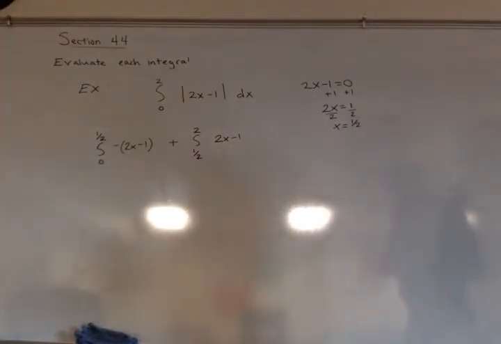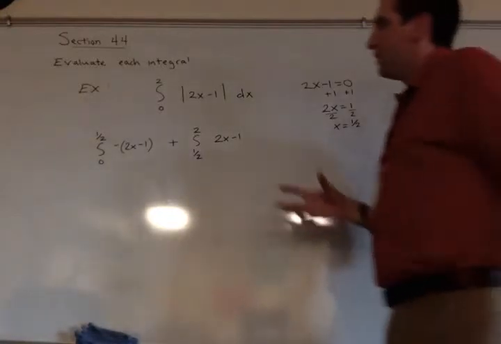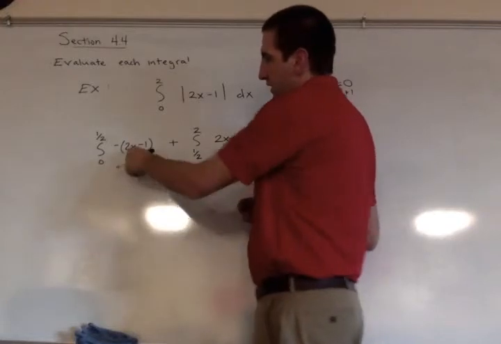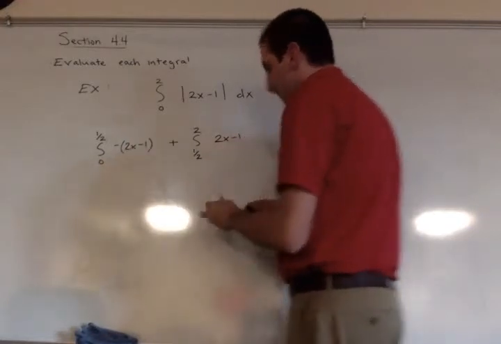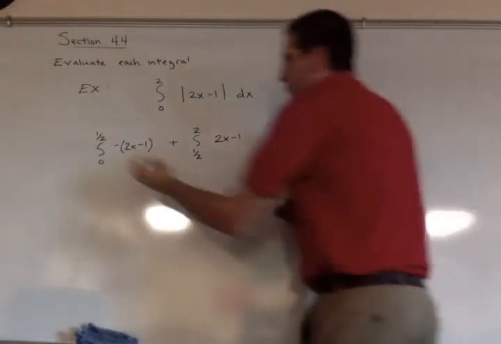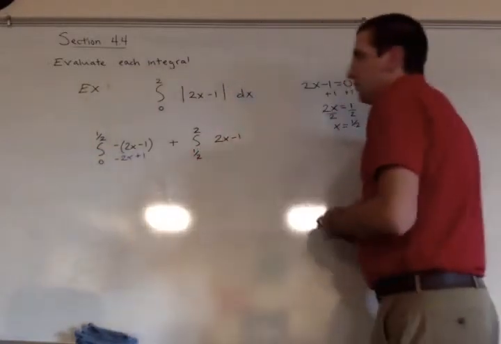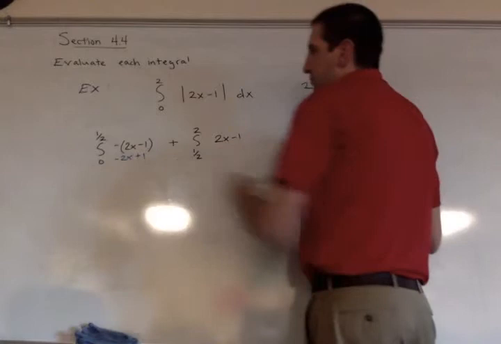Now we can just treat this as two separate integrals that we know how to do. We can integrate this by integrating. You could first distribute if you want to. I'm just going to rewrite that in here. Just real briefly, we can make this negative 2x plus 1. So we're basically integrating negative 2x plus 1.